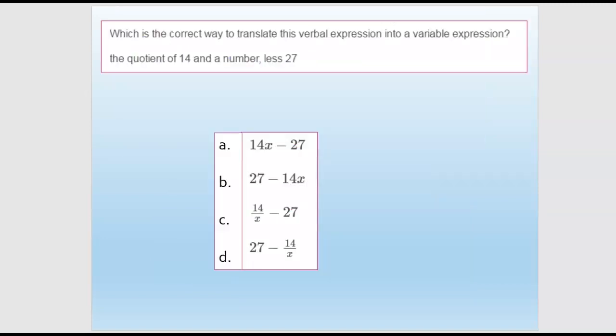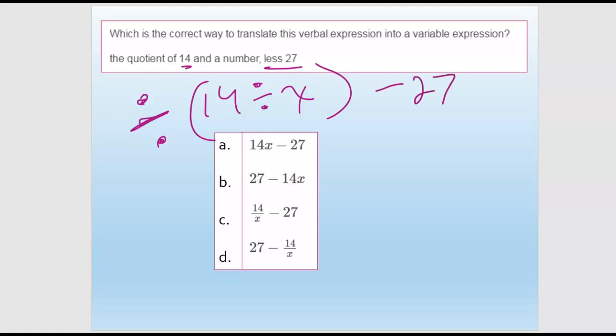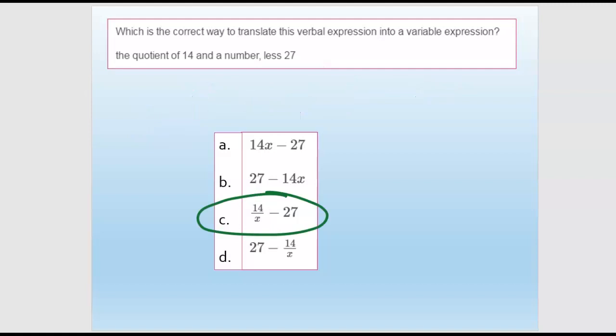Which is the correct way to translate this verbal expression into a variable expression? The quotient of, boom, there's my division, 14 and a number. So 14 divided by some number, less 27. That whole thing, less 27. 14 divided by x, minus 27. I don't see it written like that here, but recall that 14 over x is the same as 14 divided by x. Less 27.